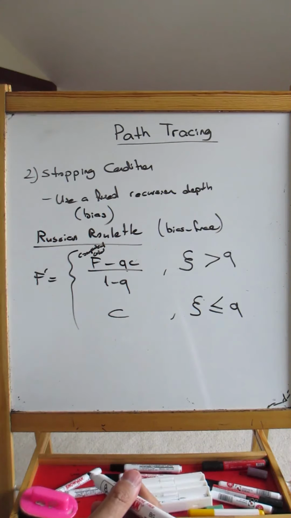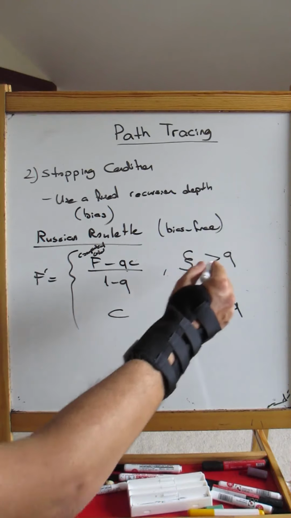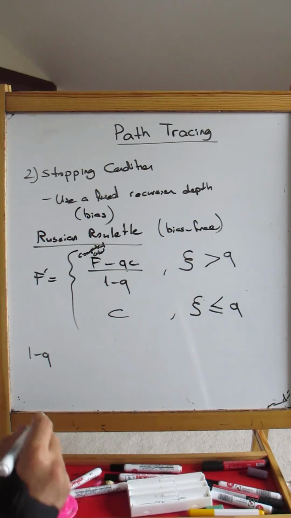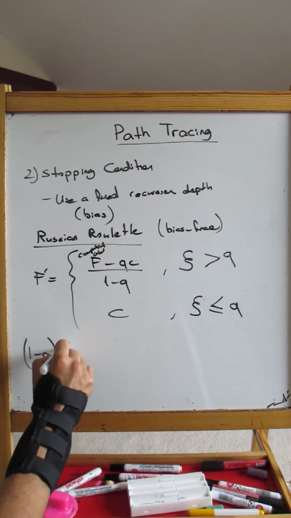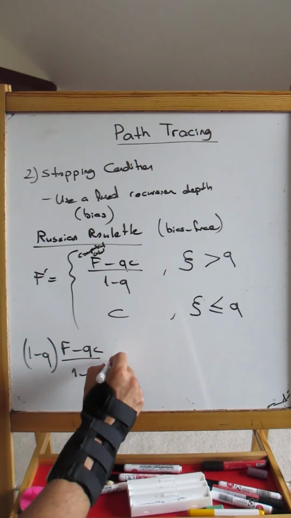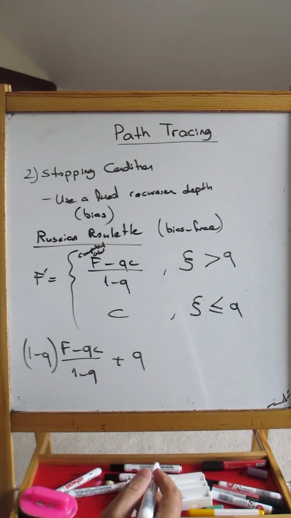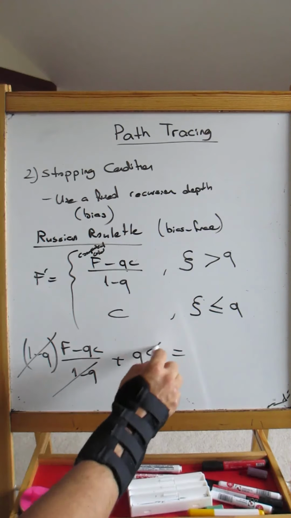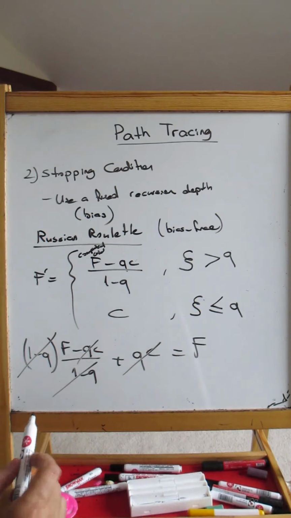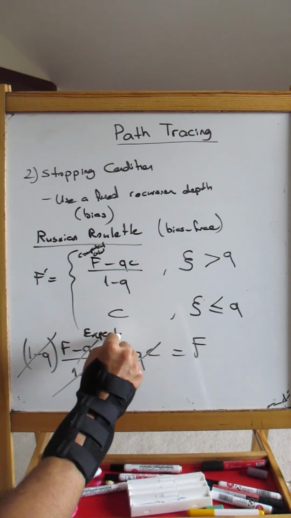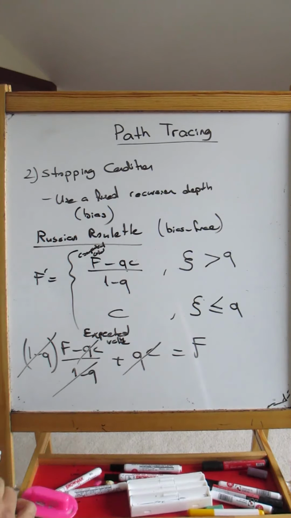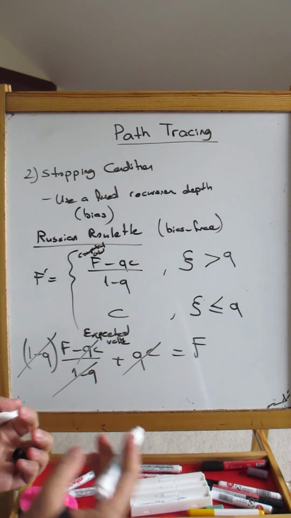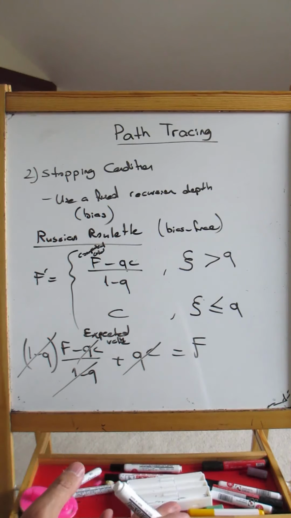Okay, so what is the expected value of these two options? So with 1 minus q probability, remember q is the termination probability, we don't terminate and we return this f minus qc over 1 minus q. Plus with q probability we terminate and we return a constant color. Okay, so if you actually add this up, because these two cancel and then these two cancel, this is going to be f. So the expected value here, the estimator that is computed using Russian roulette, is equal to the actual value that we want to compute. Okay, so this is the explanation of why there is no bias.